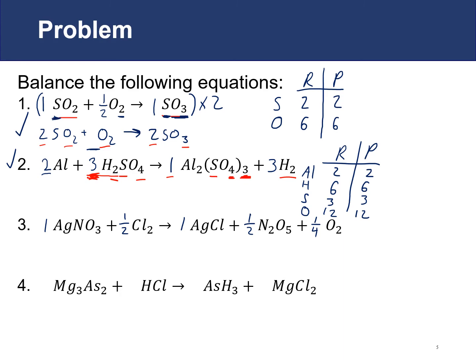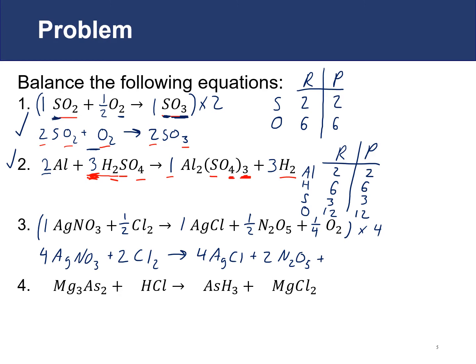So now what I'm concerned with is getting rid of fractions. If I look through each one of these, if I multiply the entire chemical equation by 4, then I can get rid of my fractions. Multiplying it by 4 gives me 4 AgNO3 plus 2 Cl2 goes to give 4 AgCl plus 2 N2O5 plus 4 times 1/4 is 1, so that would be just O2.